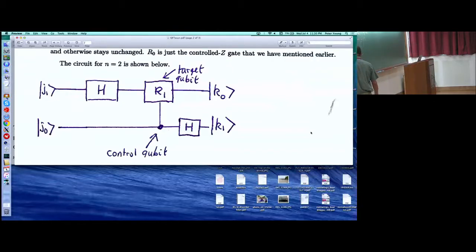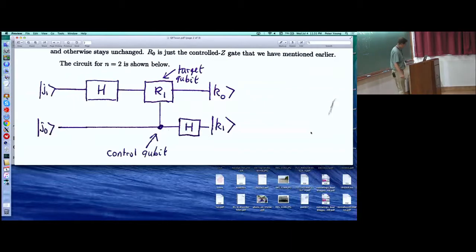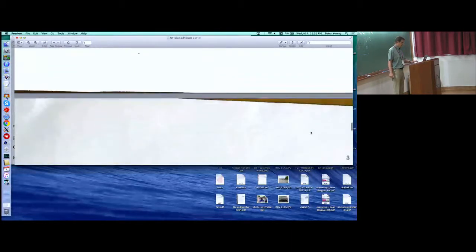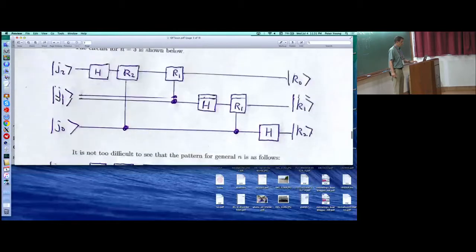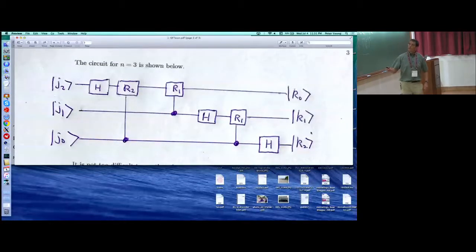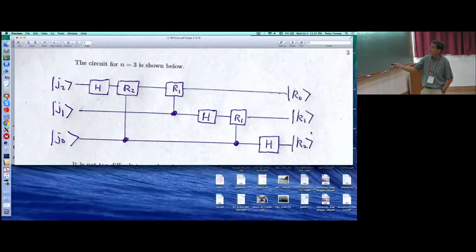All right. So looking at that for a while, you can convince yourself that if we go to 3 qubits, you find that for J0, it's the same as before, it's just a Hadamard. For J1, it's the same as before, it's H, and a control phase gate R1. But for J2, we have a Hadamard, but then we have a control phase gate with a phase of pi over 4, R2, depending on J0, and a control phase gate of pi over 2, depending on J1.